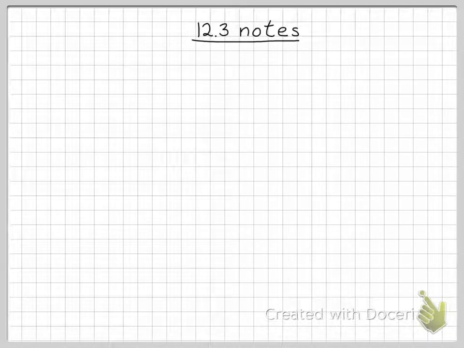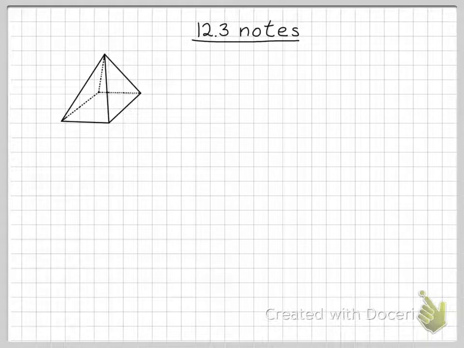Today's lesson is on finding the surface area of pyramids and cones. And remember, just like in 12.2 Notes, surface area is defined as, well, I think the best way to think about it is the minimum amount of wrapping paper it takes to completely wrap up, in this case, pyramids or cones. Okay?